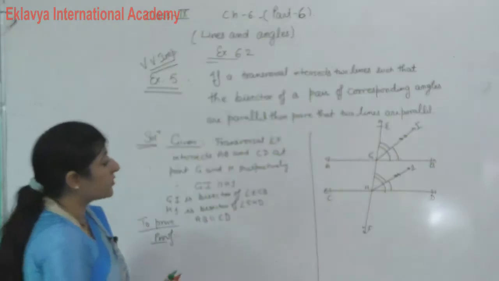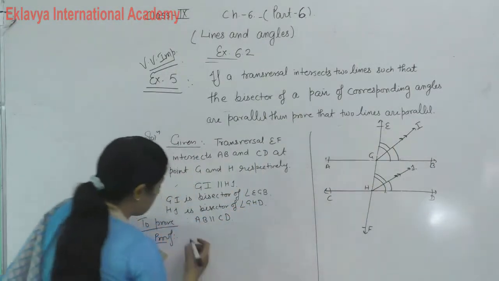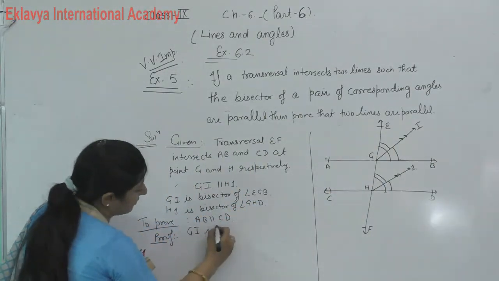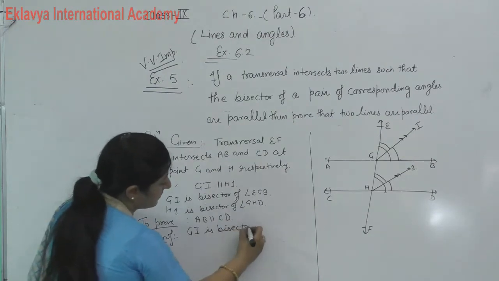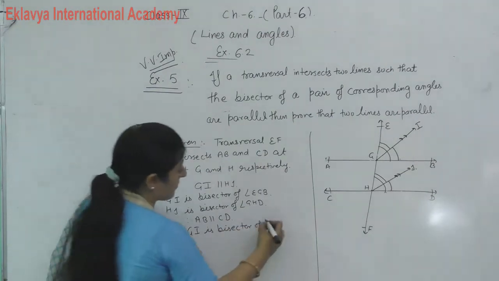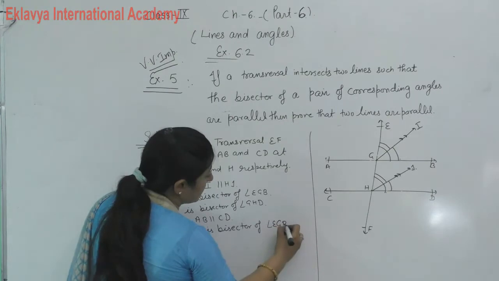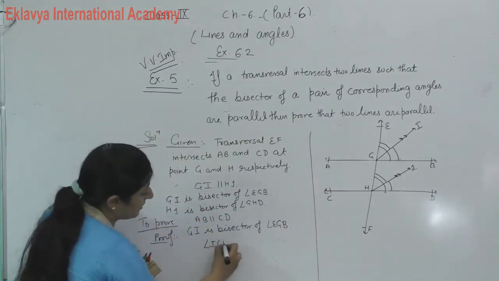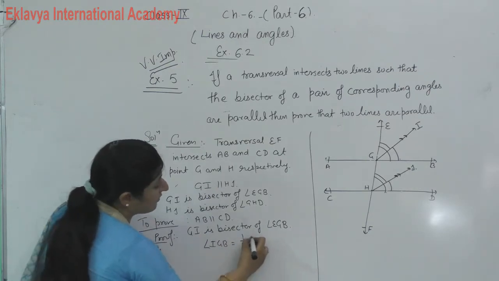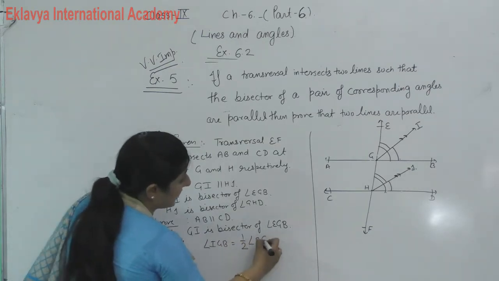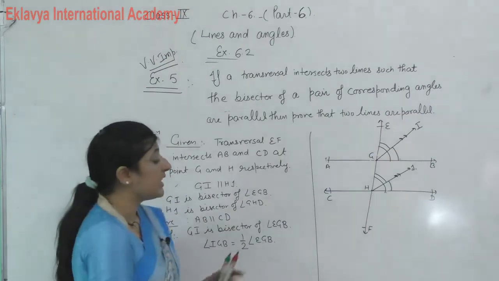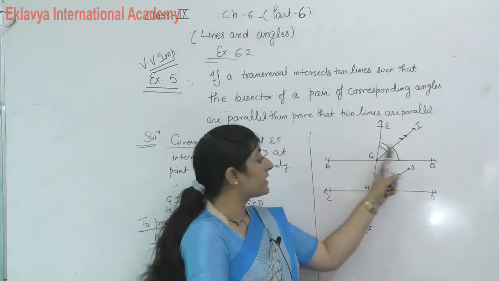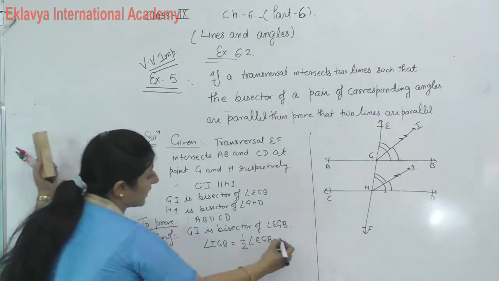In the proof we first use this information. GI is bisector of angle EGB. Then we can write down that IGB is equal to half of the angle EGB. Obviously these both angles are equal, it means it is half of this. Equation first.